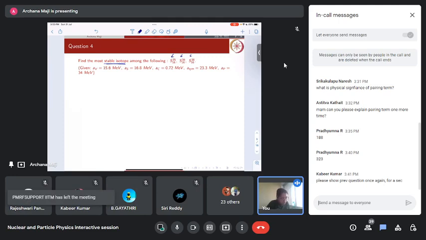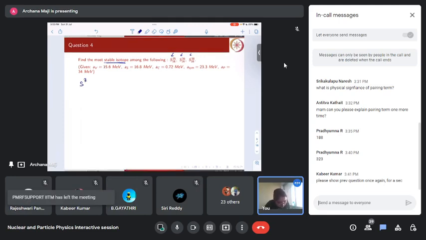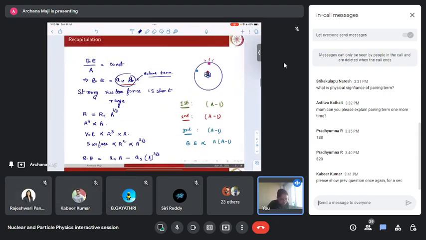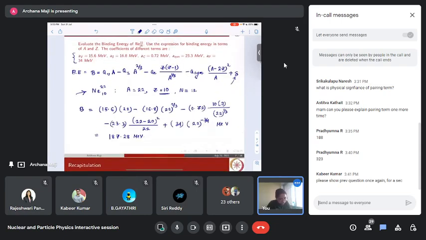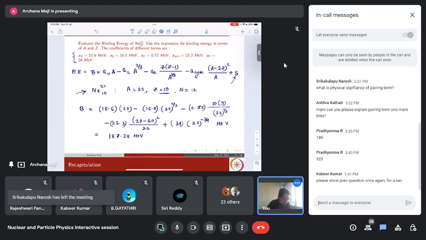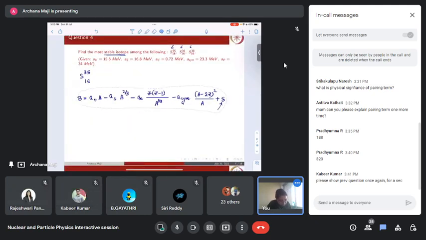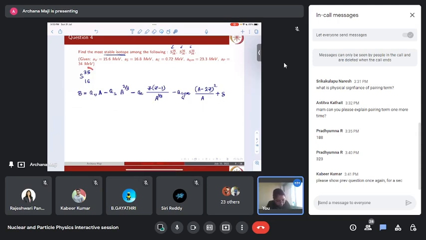So let us first compute for S3516. We will again be using this formula that we were using for the second problem. Okay, let me copy it. Now you tell me for this element S3516, what will be this pairing term delta? Will it be 0, positive or negative?